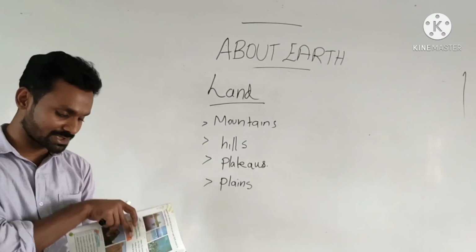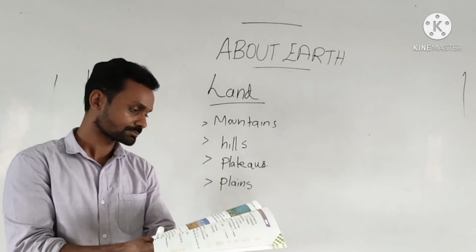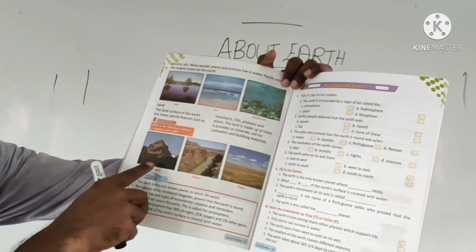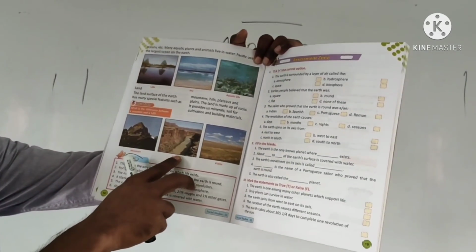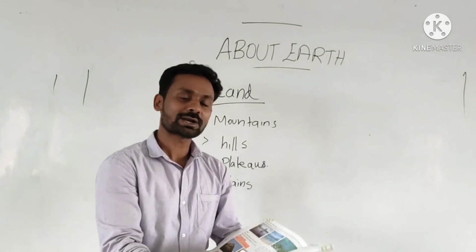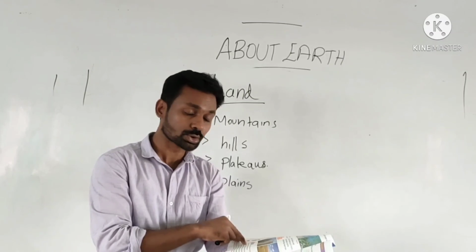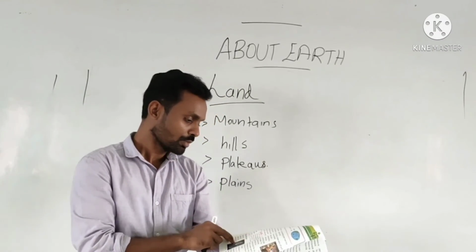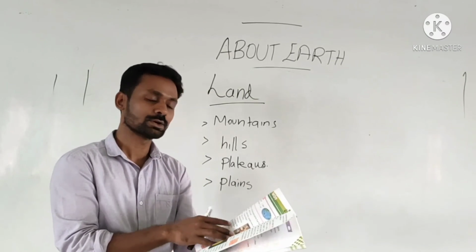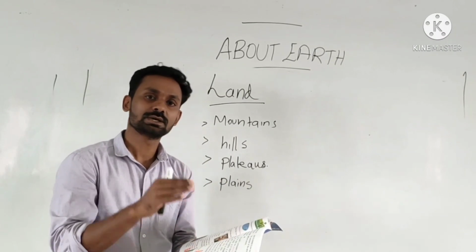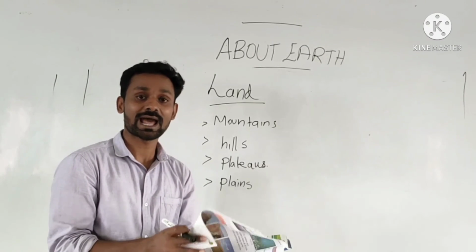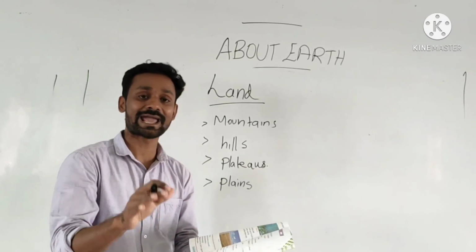You just see page number 18. Here it is given what mountains are. Just see that this is a mountain, and plateau, and plains. And what all things did we come across through this chapter? We just saw the shape of the earth and the movements of the earth. We saw about air and water, and lastly we discussed land.